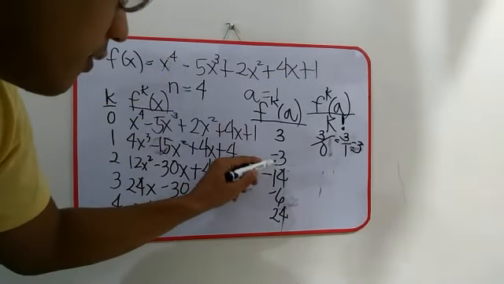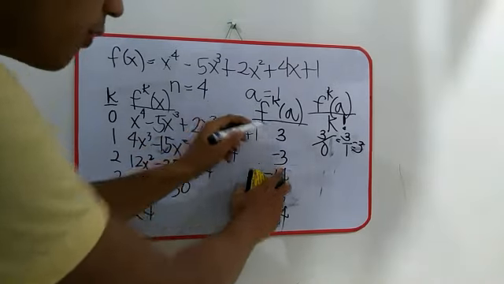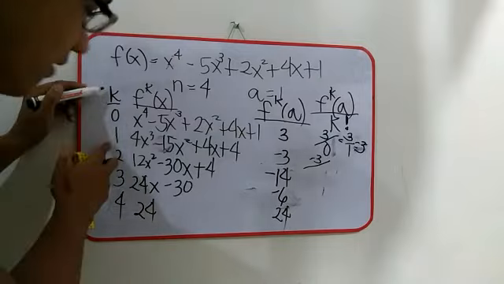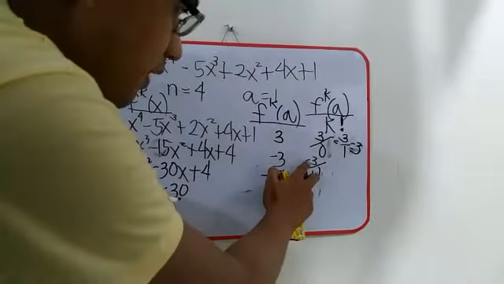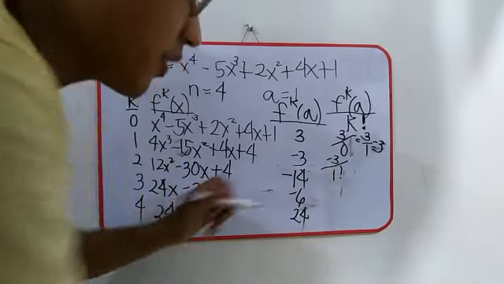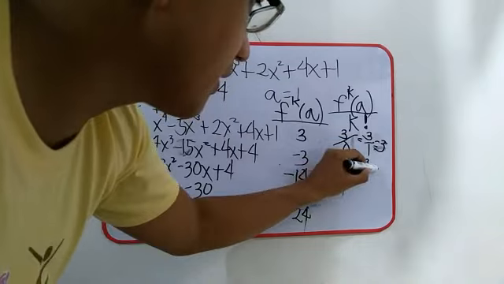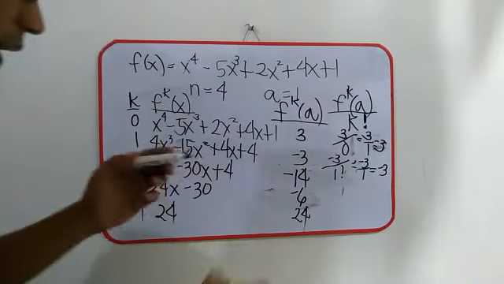So we come back. So this will be the numerator. The answer on the third column will be the numerator, negative 3 all over k factorial. Since k is equal to 1, so we have 1 factorial. Negative 3 divided by 1 is equal to negative 3. So we have negative 3. Okay?